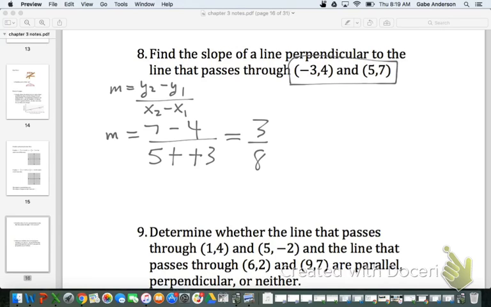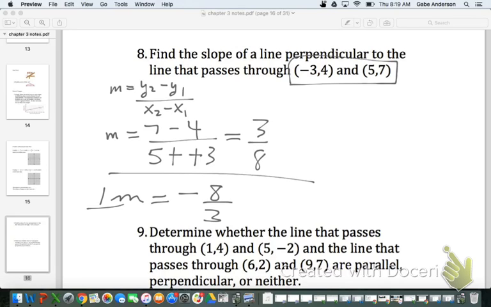So what this question has asked us to do is find the slope of the line that's perpendicular to that one. So the slope that I want, I'm going to put perpendicular slope. What do I do with that 3/8? Opposite reciprocal. So flip it and change the sign, right? So instead of positive, it's negative. We end up with -8/3 for our perpendicular slope. Does that make sense?